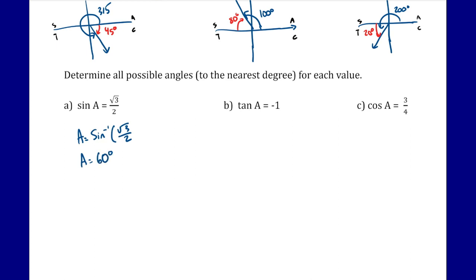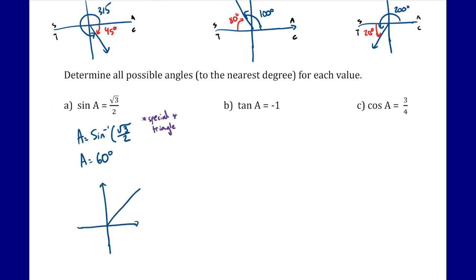Now you might recognize this ratio, root 3 over 2. This is from a special triangle from a previous lesson, so you may notice some of the relationships. In this case, we have 60. We want to find all possible angles that give us that same ratio. So again, we need to draw out a quadrant diagram, and we're going to use the CAST rule to help us with that.